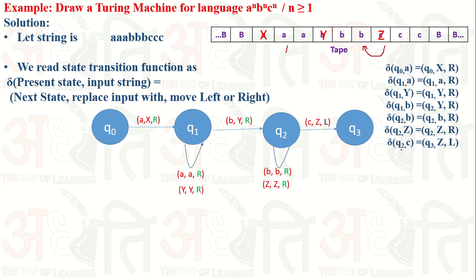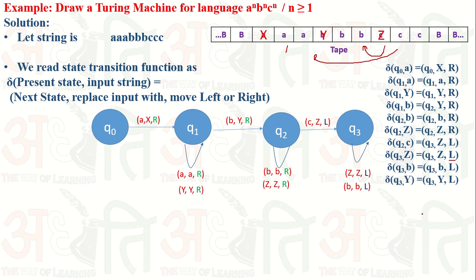So if there is a Z while we are going back, we keep Z as Z. At the state Q3, if there is a Z, we leave the Z unchanged and move left. Again, after Z there is a B, so we simply skip all the B's. If there is a B, we move left, remain in the same state and leave the B unchanged. Again there is a Y, so we leave Y as Y and move left.